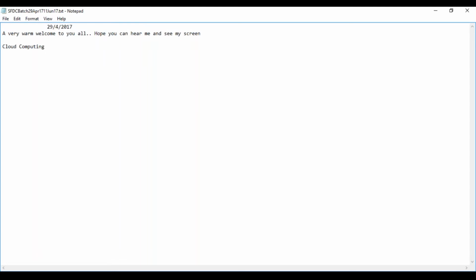So let's understand what is cloud computing. Can any one of you share what you mean by cloud computing? What is your understanding of cloud computing? You would also have heard about terms like SaaS, PaaS and IaaS. If you can also share what you mean by SaaS, PaaS, IaaS. Anyone would like to give it a try?